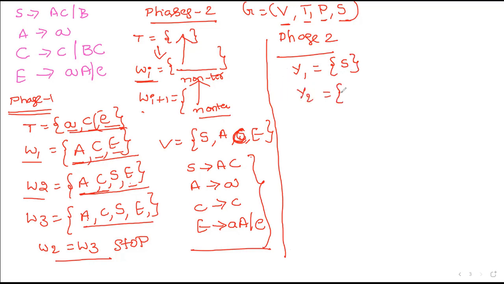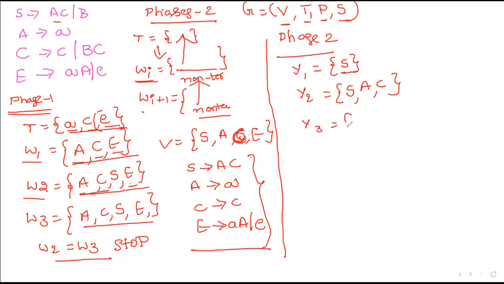Now Y2, exactly the reverse procedure. What is the second point in the previous definition? The second point is we have to eliminate the symbols that are not reachable from the starting symbol. That is the reason first I am loading my starting symbol. Now from S, what are the reachables? From S, we can reach A, we can reach C. S tends to AC, that means S to A and S to C.